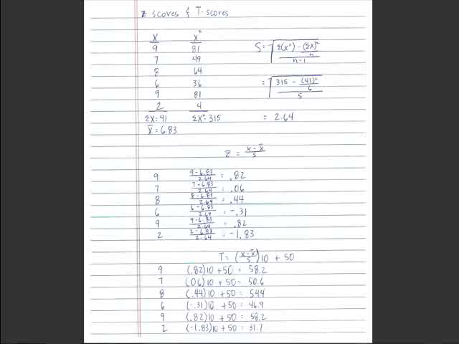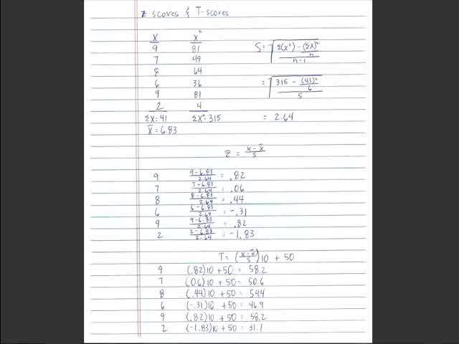Alright, let's move on to t-scores. We'll again talk about those same raw scores that we just used. So the t for raw score of 9 is equal to its z-score, 0.82, times 10. We'll do that multiplication first, and then add 50 to it. So the t for raw score of 9 is 58.2.